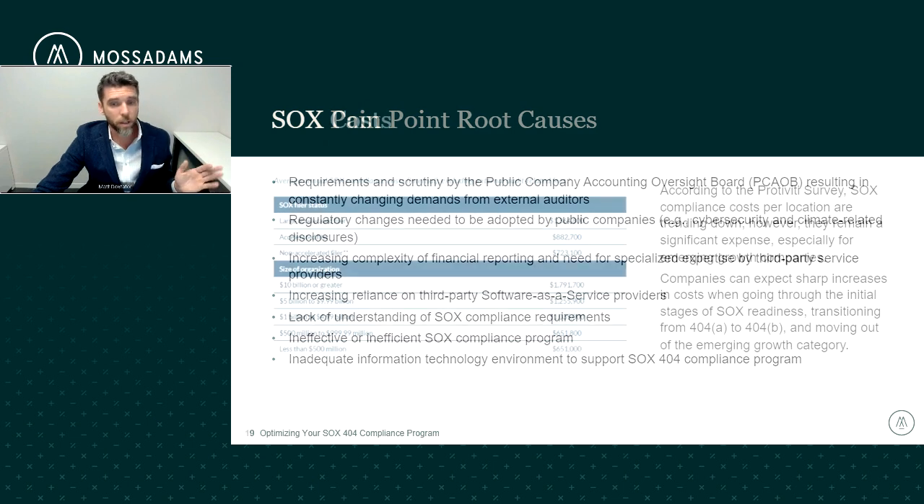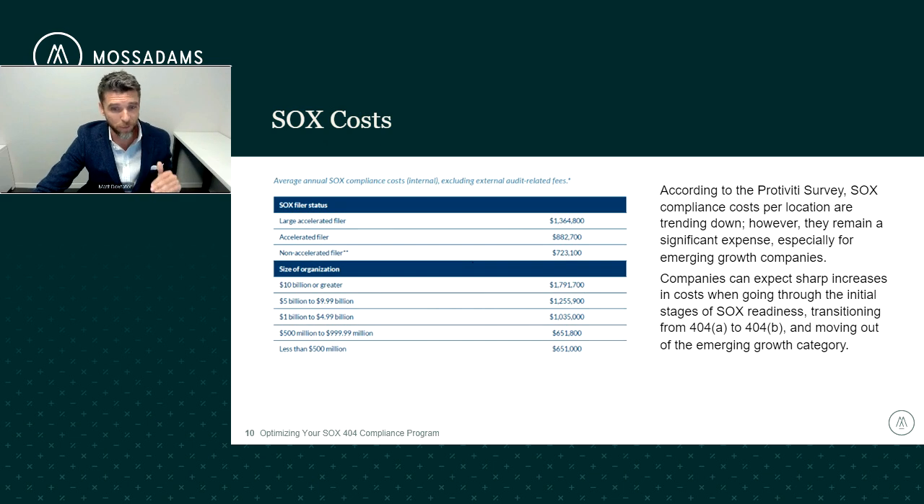So here, we're not going to spend a lot of time on this because the folks on this call don't need to be reminded of the cost of SOX. But here's a look at annual SOX compliance costs based on the 2023 Protiviti SOX compliance survey. The results actually showed a decrease in compliance costs per location, which is great, but as you can see, SOX remains a significant expense. For example, an accelerated filer, somebody with maybe 250 million of revenue, could be paying nearly 900 grand in SOX compliance costs, not counting those costs associated with the external audit of internal control. That's over 1/3% of all their revenue. And of course, some years it can be much more.